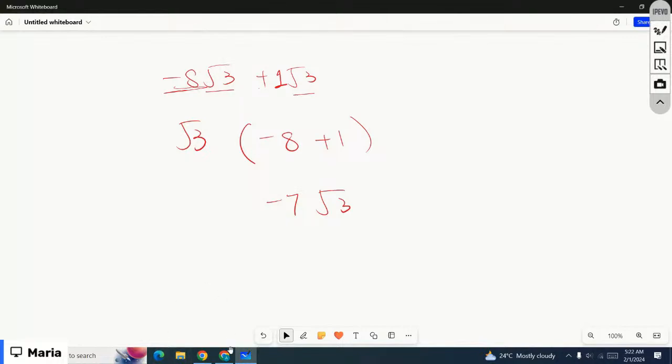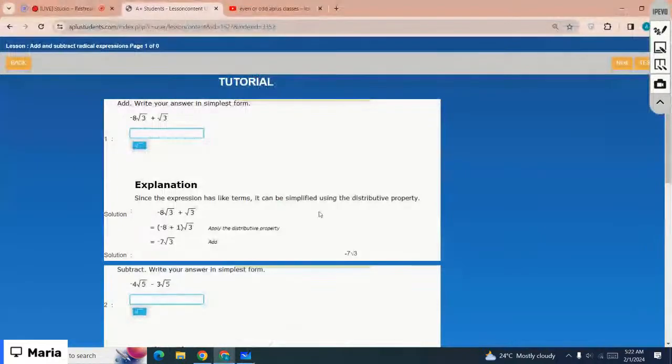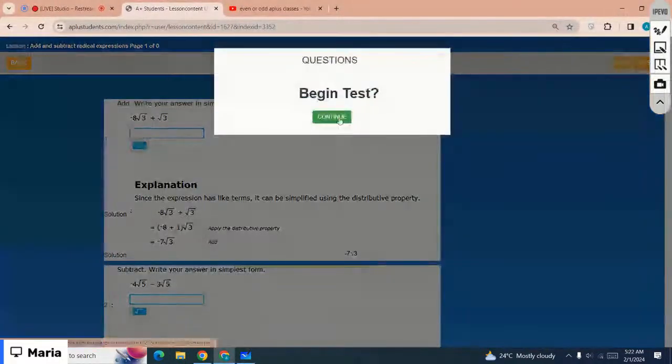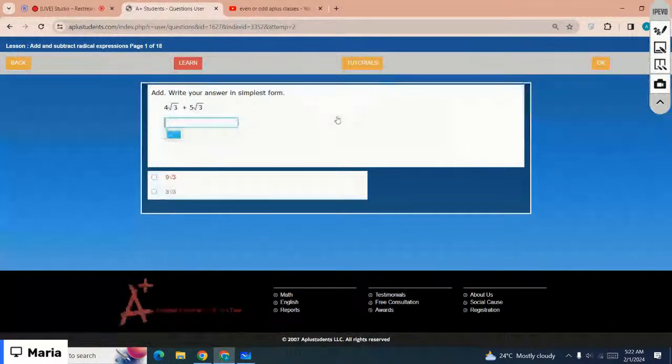Let's just start with the test questions. Okay, the first one is 4 square root 3 plus 5 square root 3. So how do we solve?